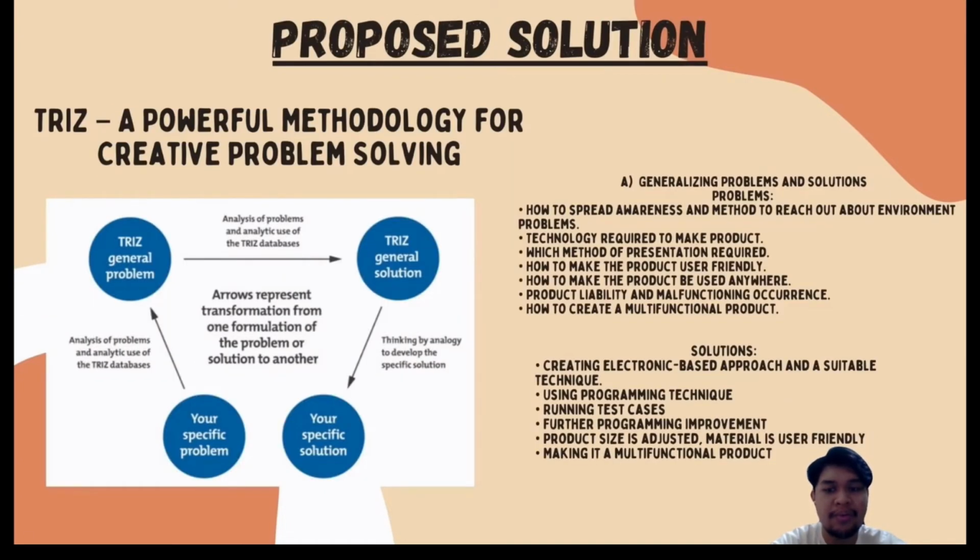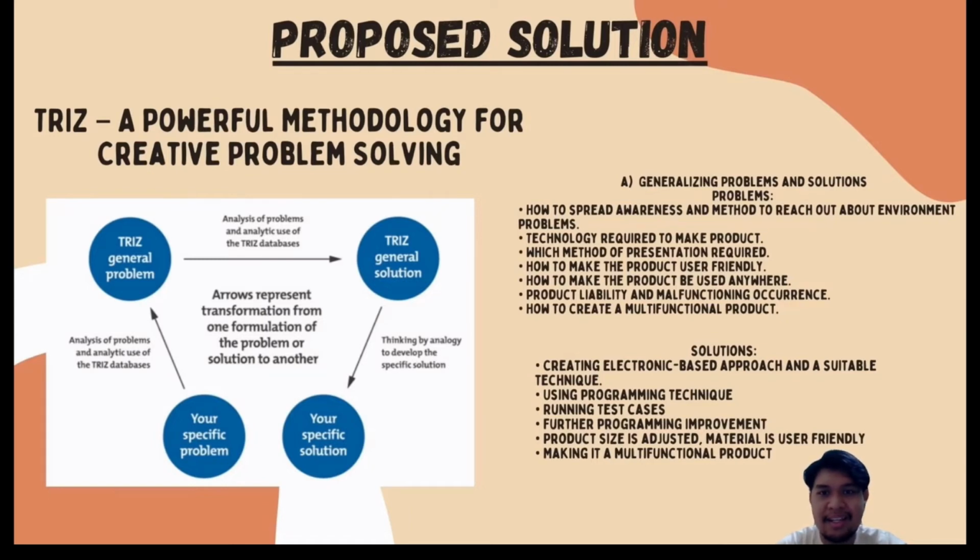Okay, so for the proposed solution, first we're going to use TRIZ, which is a powerful methodology for creating problem solving. As you can see in the diagram, there is a general problem and then a general solution, to your specific solution, and then your specific problem relates to the general problem of TRIZ. So we're going to analyze the problem and use the TRIZ database, thinking by analogy to develop the specific solution. The arrow represents the transformation from one formulation of the problem or solution to another.